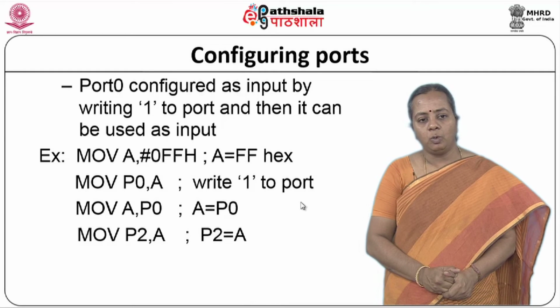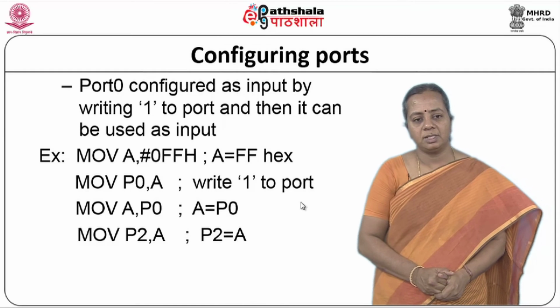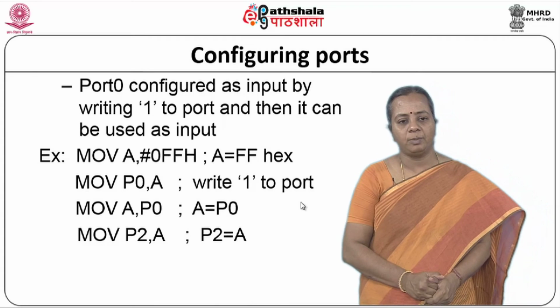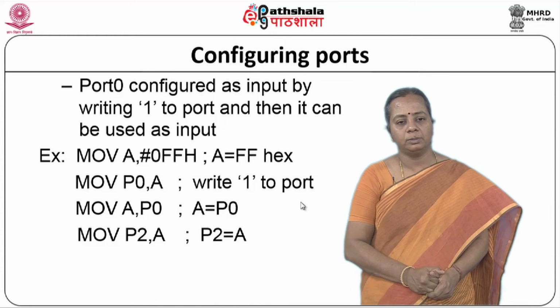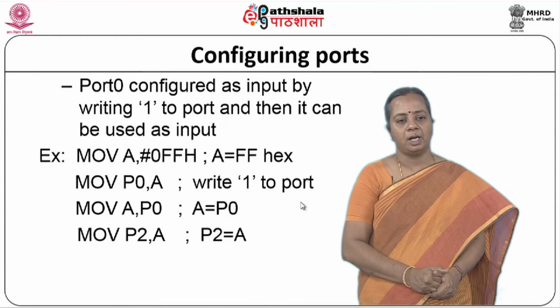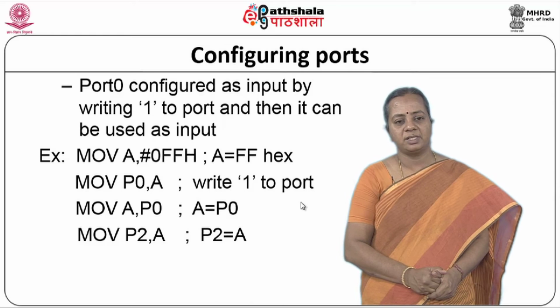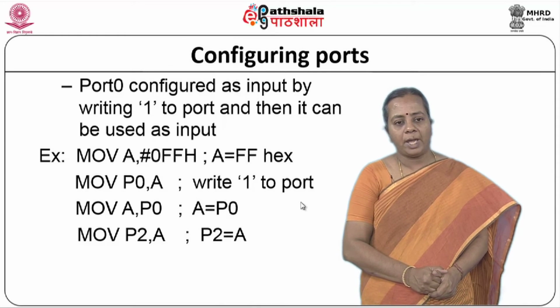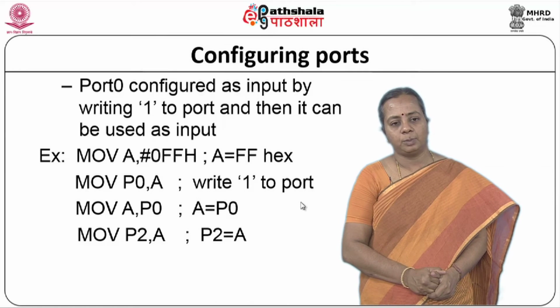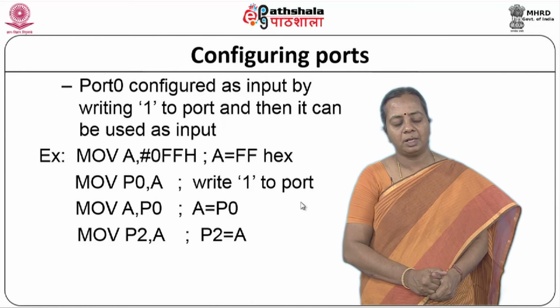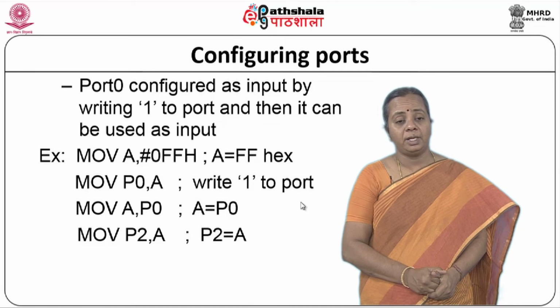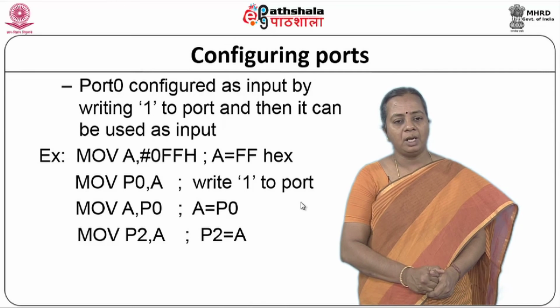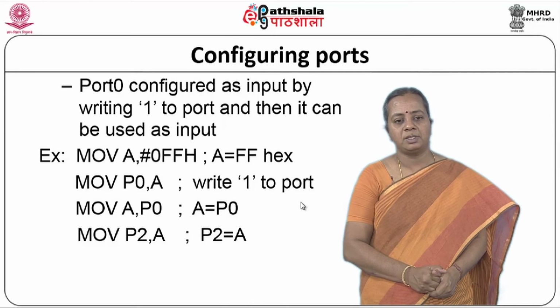Then MOV P0, A. What it says is I am moving the data from A to P0. Now I am sending this FF to P0, which in turn says that P0 is declared as an input port. Now, MOV A, P0: whatever data is available in your P0 will be read and sent to your A register.